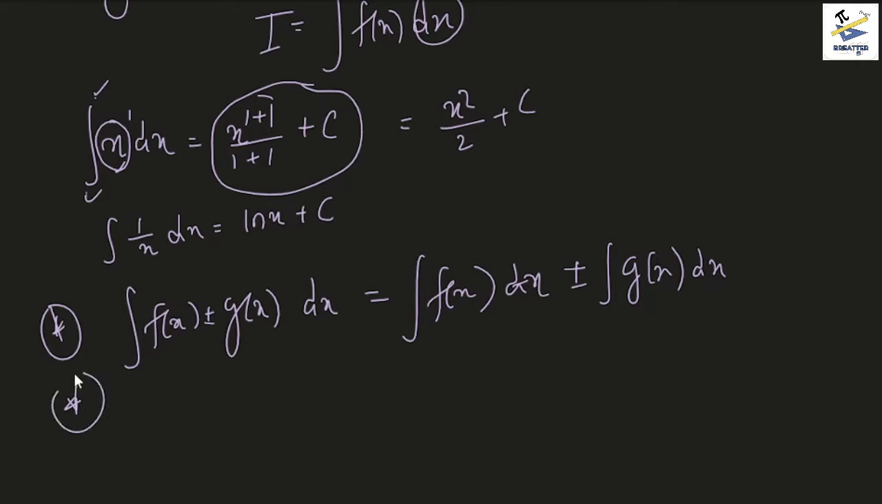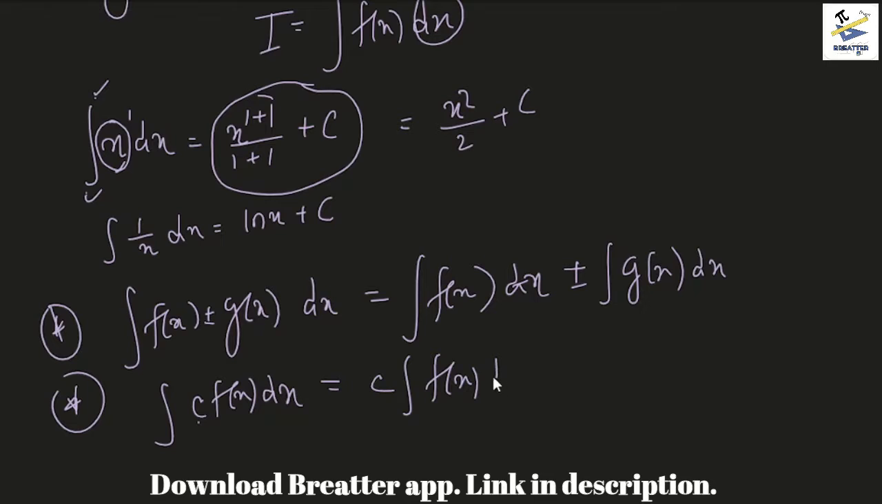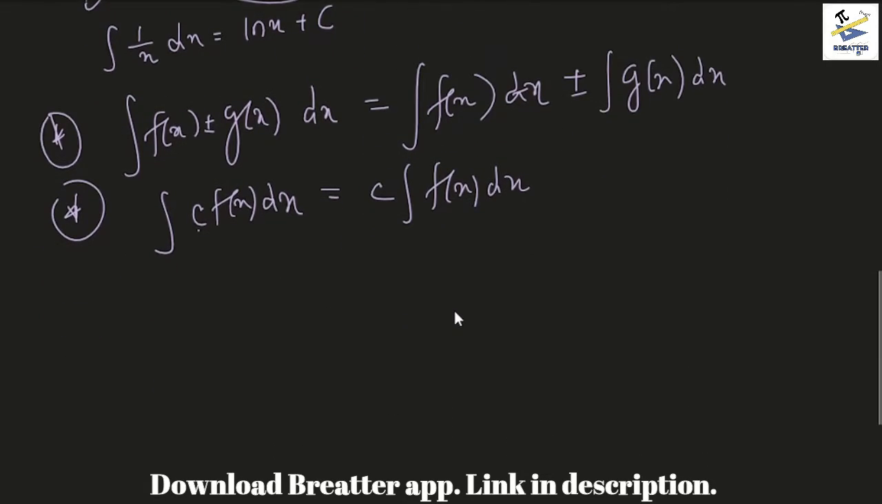If there is any constant c such that you have c into f of x dx, where c is independent of x, c is just a constant. When I say constant, I mean it is independent of the integral variable. It will just give you c into integral of f(x) dx, right? So these are the two things we shall remember.